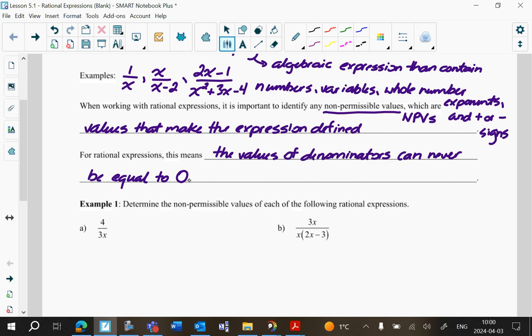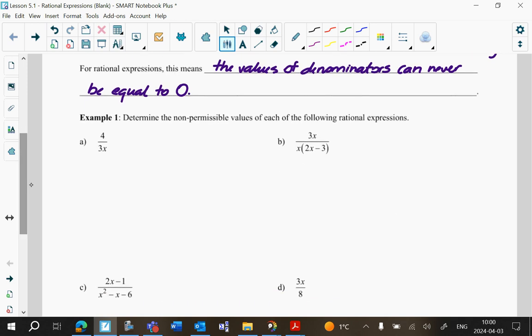So let's look at a couple. Here, all of these are rational expressions because they're fractions. They have variables and numbers, plus minus signs, exponents, nothing negative, no negative exponents, no fraction exponents. So they're all rational expressions. For A, I can plug any number for x in that I want to, except for which one? Right, because if I plug 0 in here, 0 times 3 is 0. 4 divided by 0 is undefined.